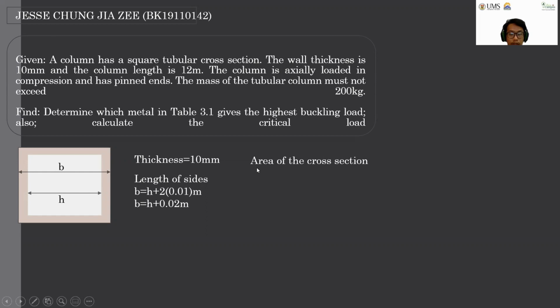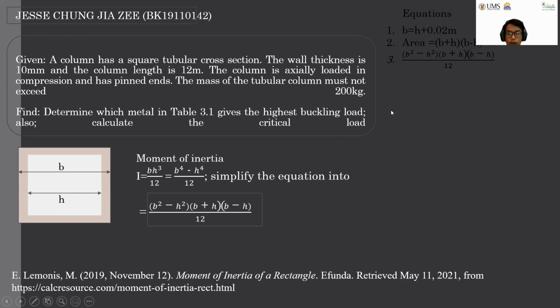Also, we can determine the area of the cross-section by subtracting the area of the inner length from the area of the outer length, which is added to the equation list on the top right corner. Next, we obtain the moment of inertia using base times height cubed over 12. Since the sides are equal, we can subtract H to the power 4 from B to the power 4, and we simplify the equation as such.